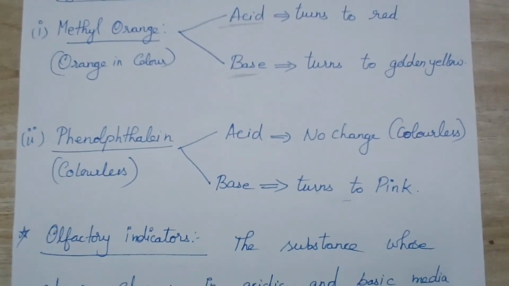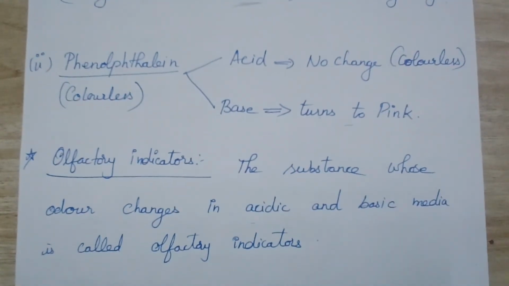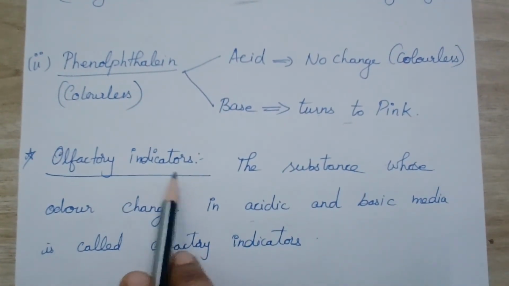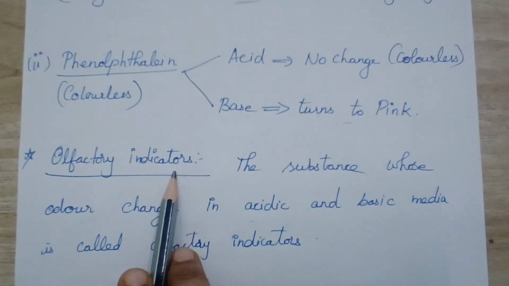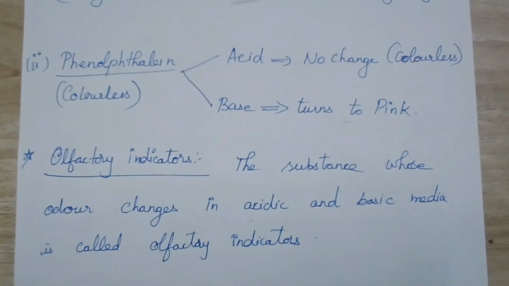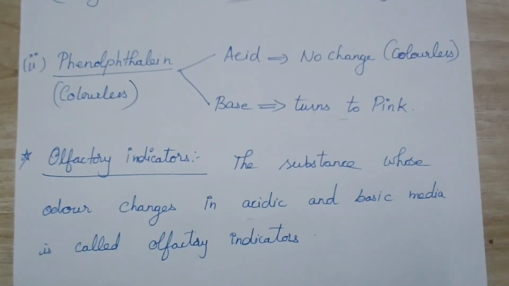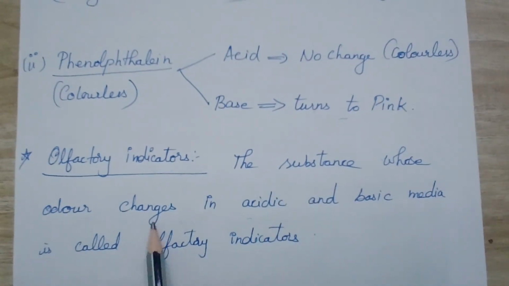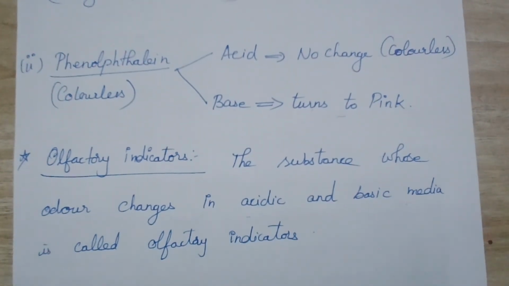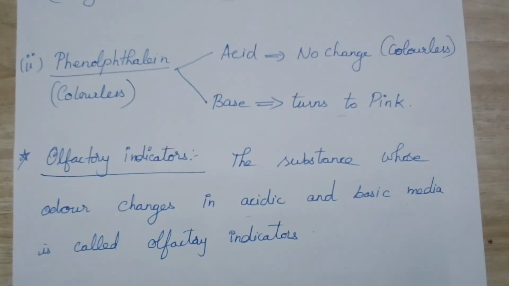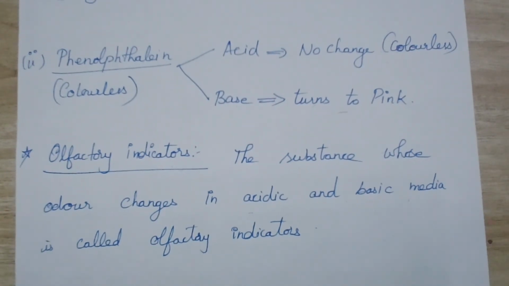Next, one more special indicator: olfactory indicators. They do not show the presence of acid and base by a change in color, but by a change in odor. The substance whose odor changes in acidic and basic media is called an olfactory indicator. We'll see some of these olfactory indicators in detail in the activities. Many activities are there in the book.